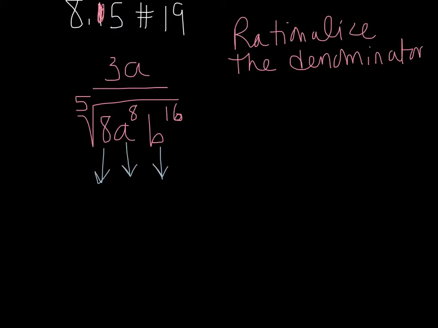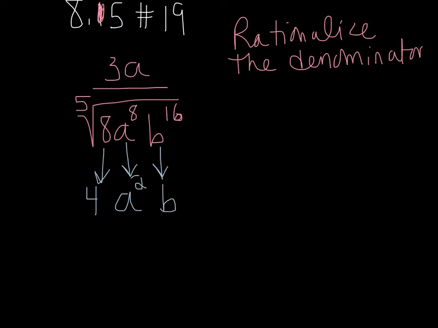So for 8, if I multiply it by 4, then I'll get 32, which is the perfect, you can take a perfect fifth root and it's 2. So the fifth root of 32 is 2. For exponents, you just need to have a factor of 5, the next one up would be 10, so I just need to multiply by a squared. And then when I multiply, the 8 and the 2 get added together to get a to the 10th.